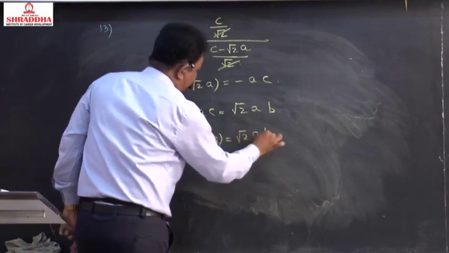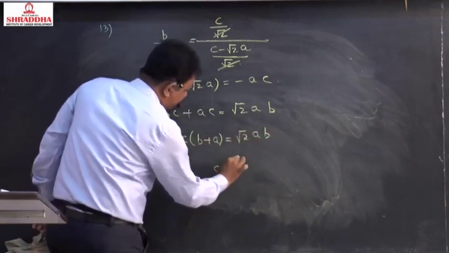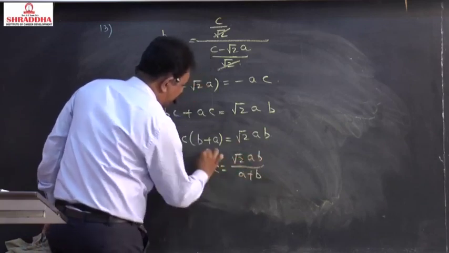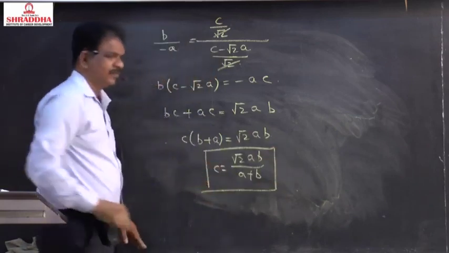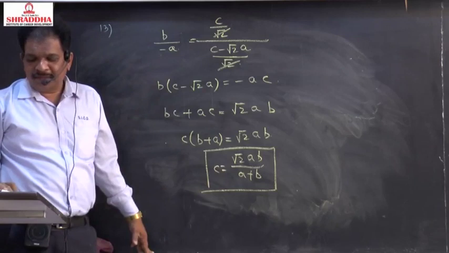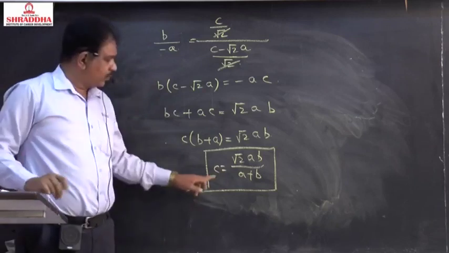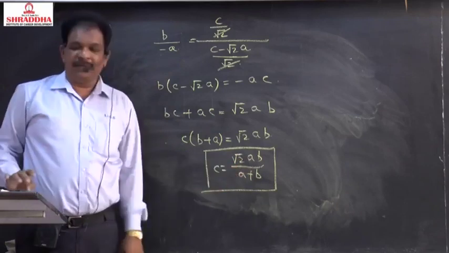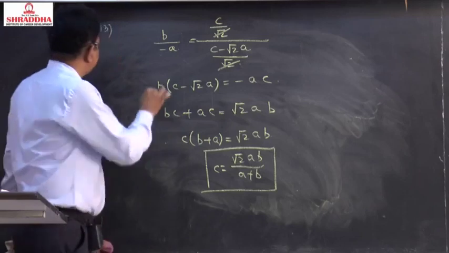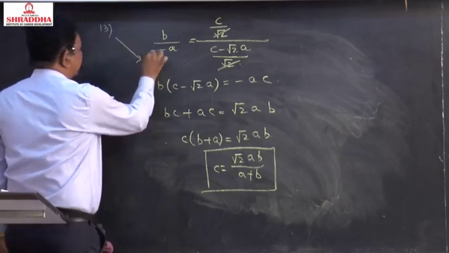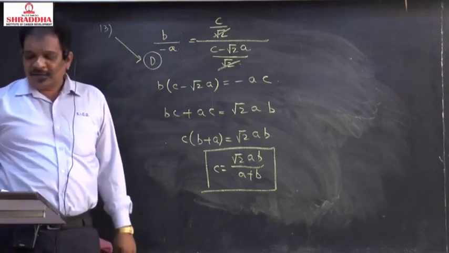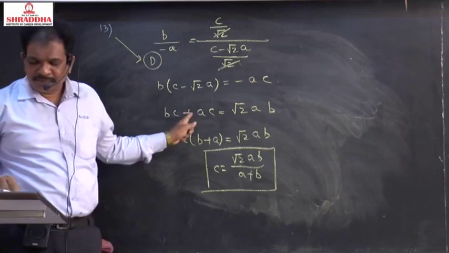Root 2 into AB. C is equal to root 2 AB by A plus B. So the relation between A, B, C is root 2 AB by A plus B. So the option we will get here is 13, it will be D. Then using this we can do this problem.